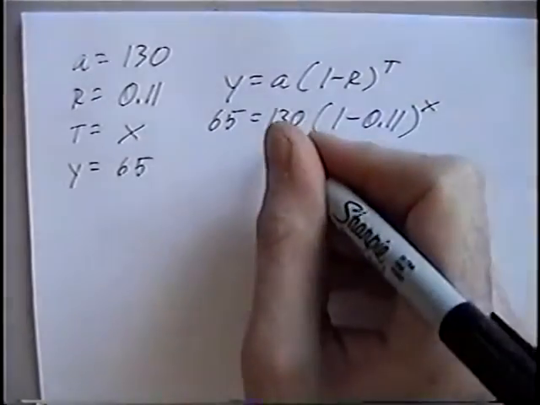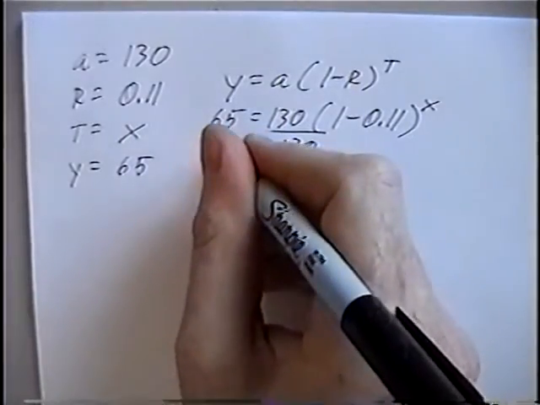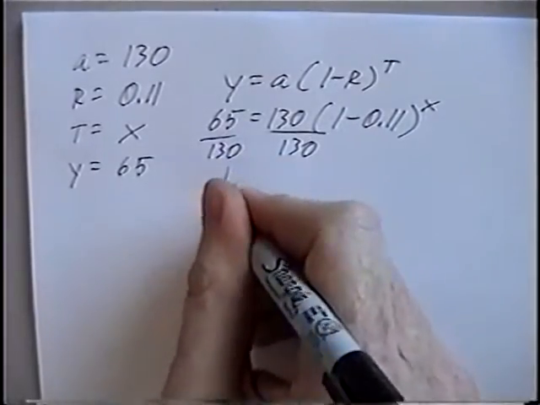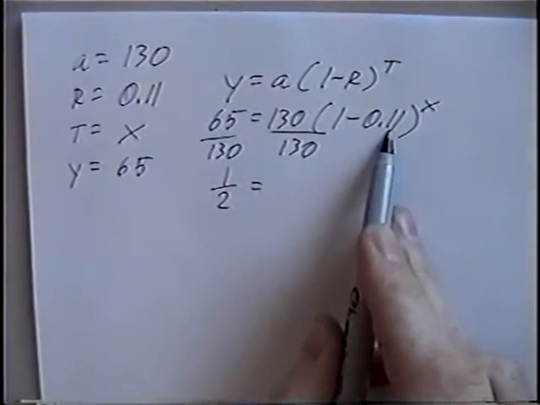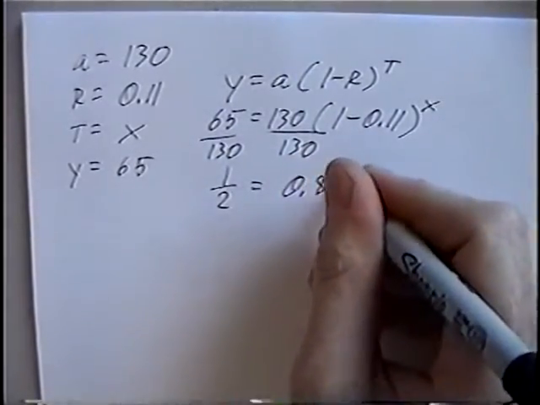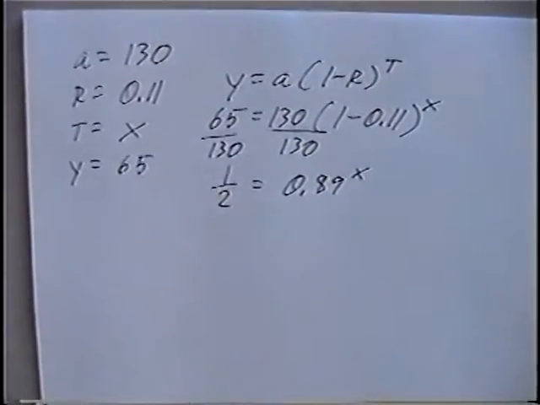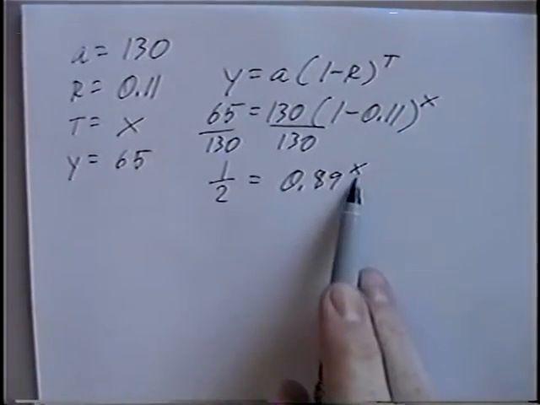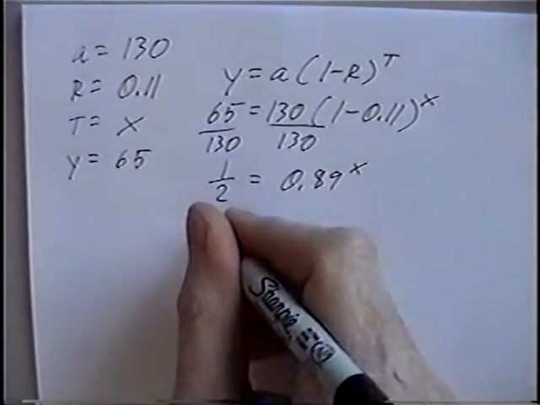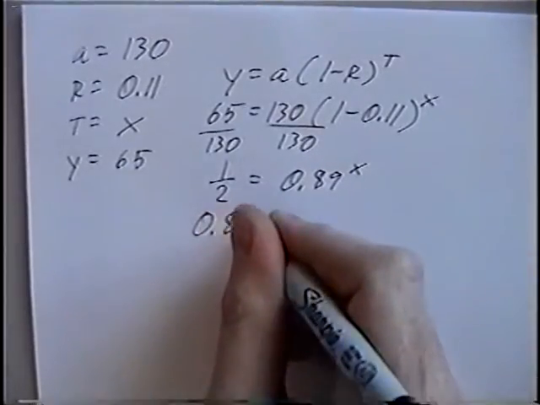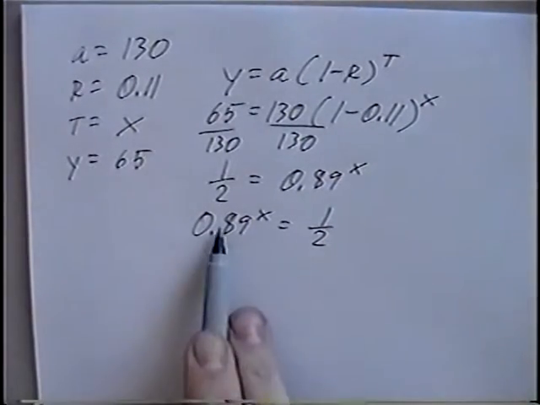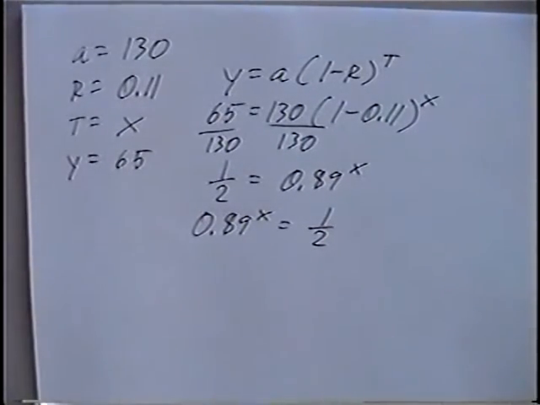To solve this, we can first divide by 130 on both sides. 65 over 130 would reduce to 1/2. 1 minus 0.11 would be 0.89 to the x power. Again, when we have variables as an exponent, that's when we can use logarithms to solve it. Next step, I'll switch around the equation. I'll put 0.89 to the x on the left side and 1/2 on the right side. This way it's in the standard form that we've been solving the previous questions.